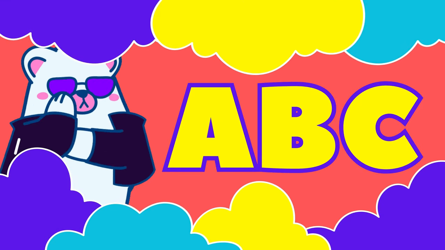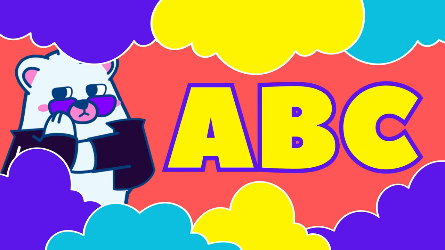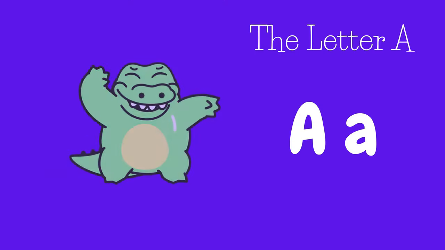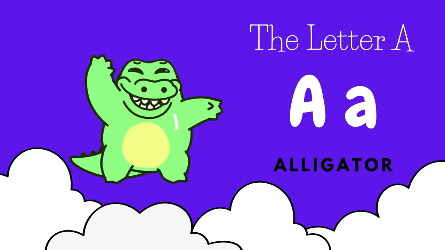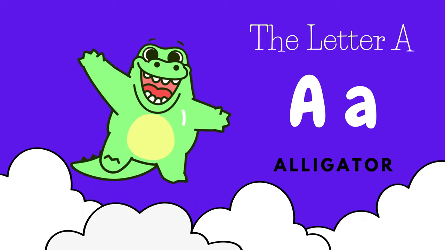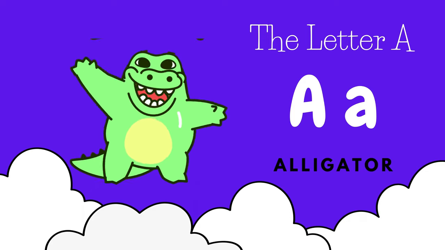Today, we will learn English alphabet with animal's name. The letter A. A is for alligator.